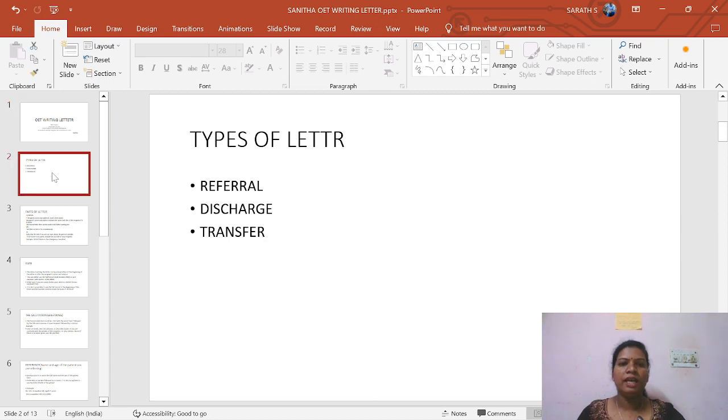There are three types of letter you get. The first one is a referral letter, then a discharge letter, and a transfer letter. I repeat once more: you get three types of letter, a referral letter, a discharge letter, and a transfer letter.